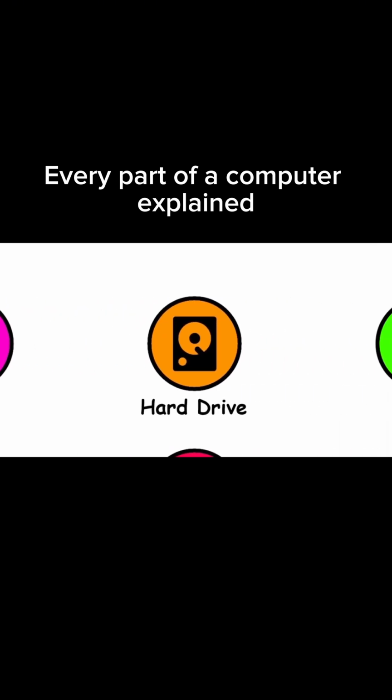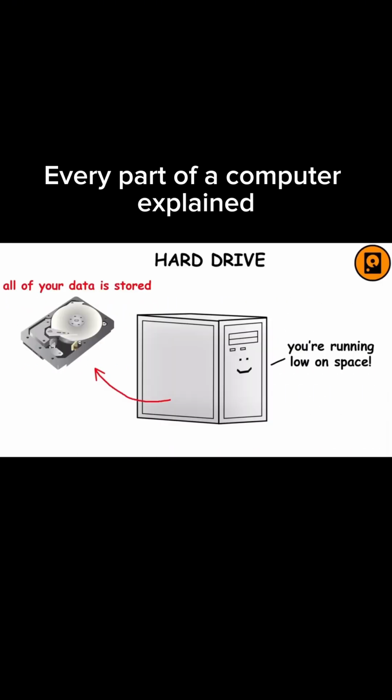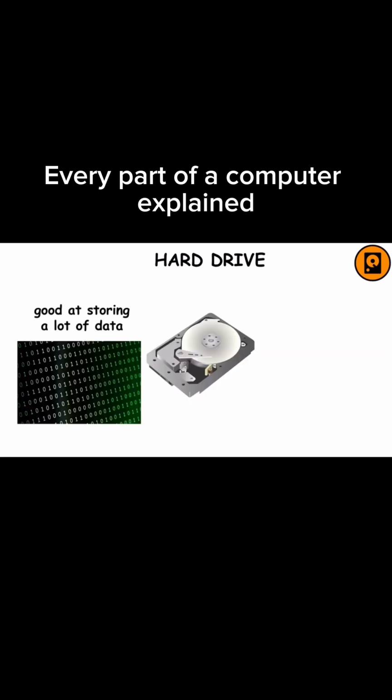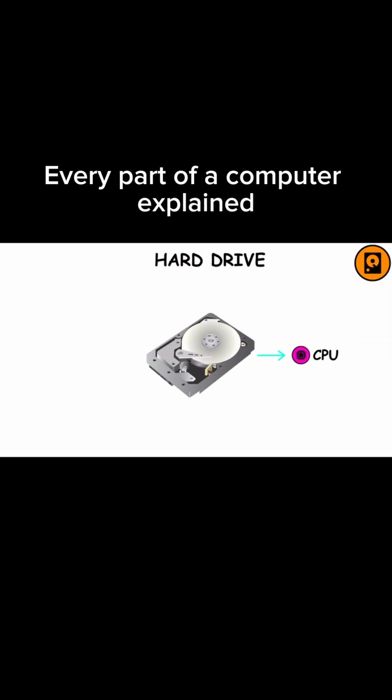Hard drive. It's where all of your data is stored, so when the computer says you're running low on space, it means that your hard drive is almost full. Hard drives are good at storing a lot of data, but they're slow at accessing it, since most of them are made up of spinning disks and share their data through a small wire. For this reason, it isn't always going to be able to give the needed information to the CPU. To avoid this problem, we use the RAM.